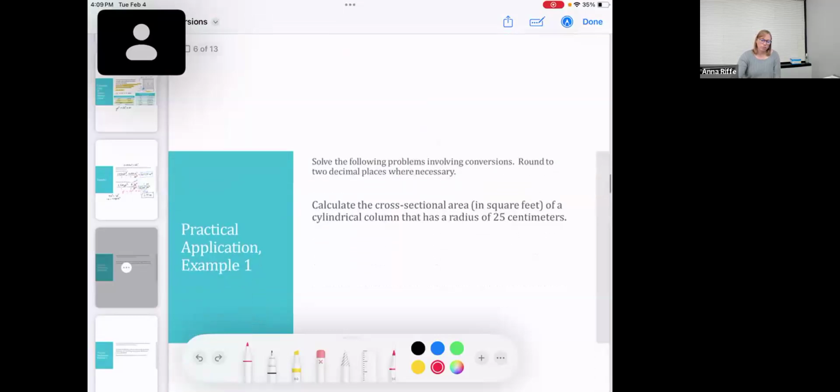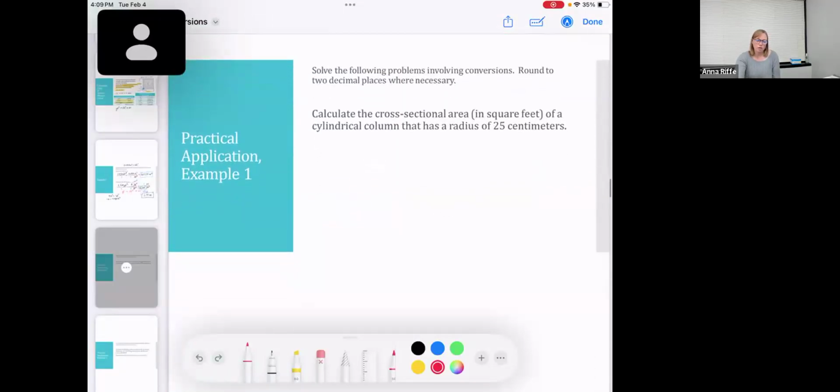Let's do an application then. Let's solve the following problem involving conversions, and we are going to again round to 2 decimal places. We are told that there is this cylindrical column that has a radius of 25 centimeters. And we're asked to calculate the cross-sectional area in square feet of the cylindrical column.